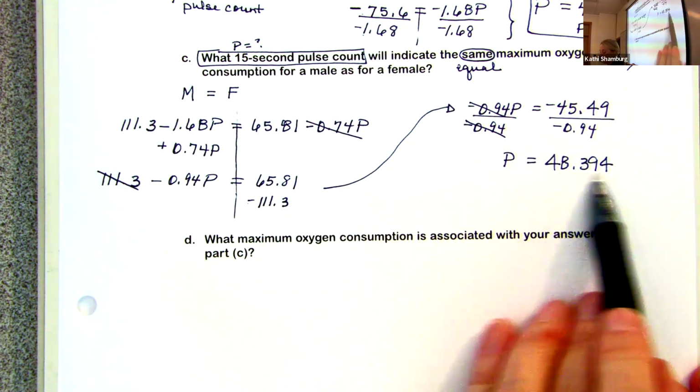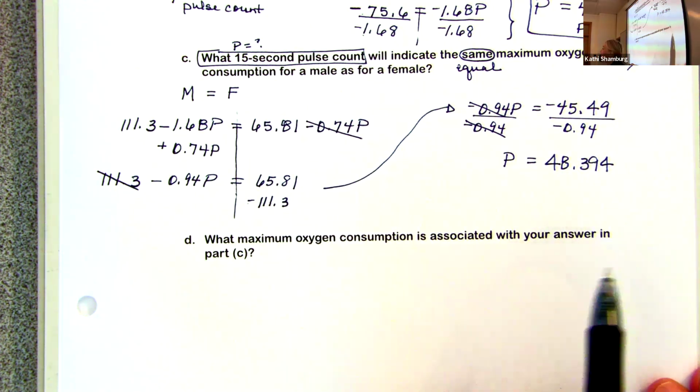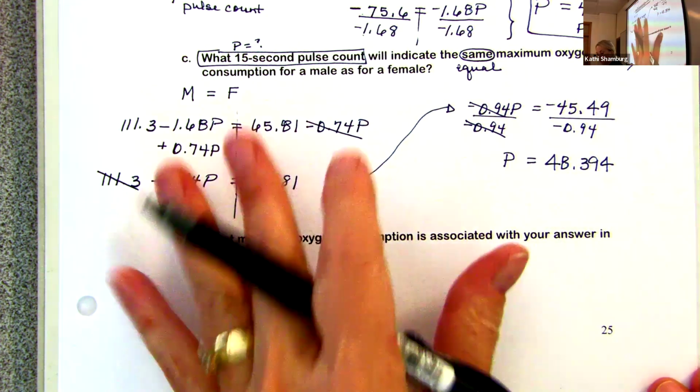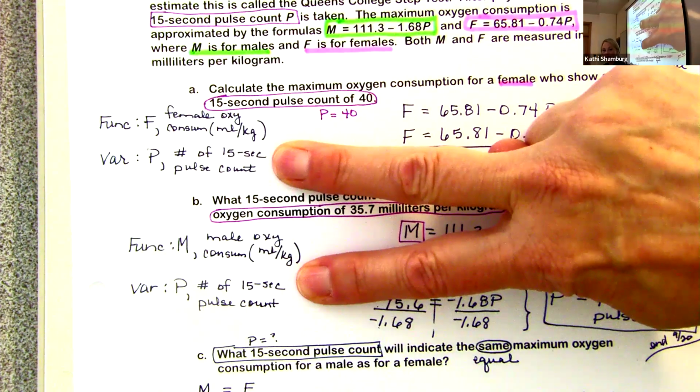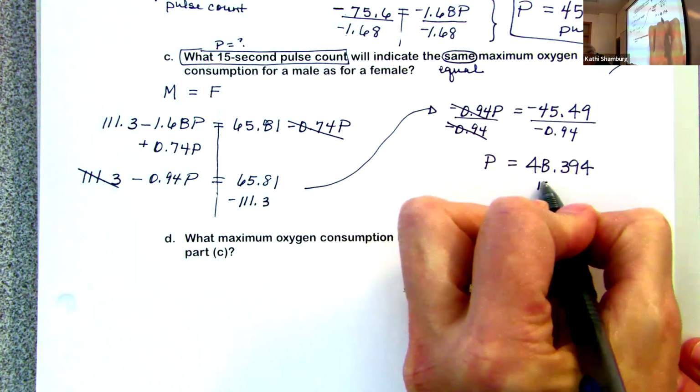Now, what is this? That's your 15-second pulse count. Because remember, that's what P was in both of these. So we had just found P, which is your number of 15-second pulse counts.